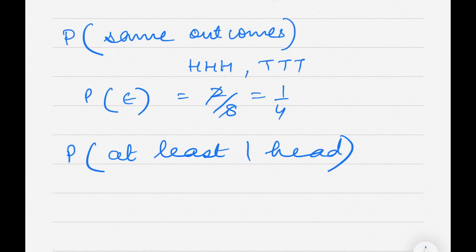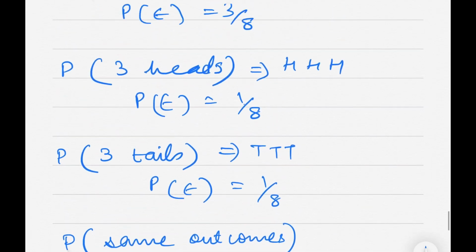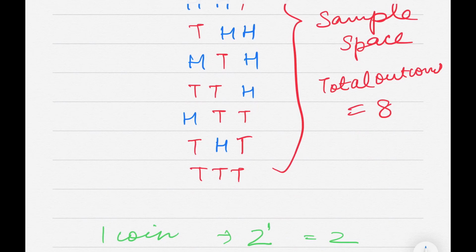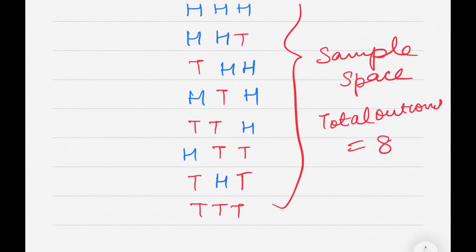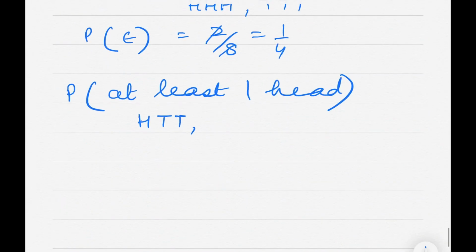At least one head means it can have more than one head, right? Now I think it's clear to you. So at least one head, what will be the options for this one? Except TTT, all have at least one head. It can have more than one head, so all 7 outcomes are there for this one. So the 7 outcomes are head, tail, tail, then tail, head, head, or tail, head, tail, and at least one head will include all 3 heads also.